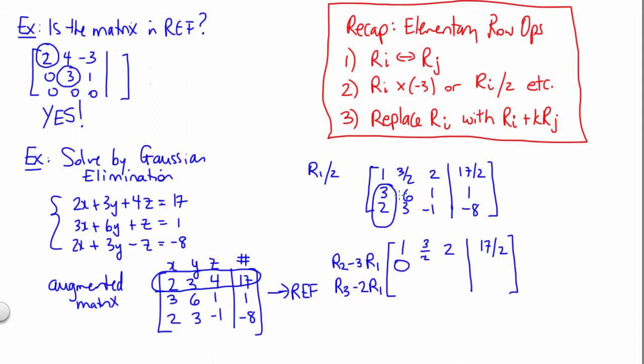Now, anywhere where you need to do a little bit of a calculation, you can do some scribbling down below. We need to figure out what 6 minus 3 times 3 halves is. So that would be 6 minus 9 halves. Now that I've written this down, I can see that's going to be 12 halves minus 9 halves. So in other words, 3 halves.